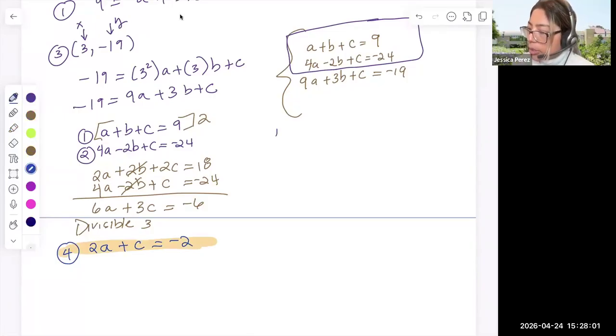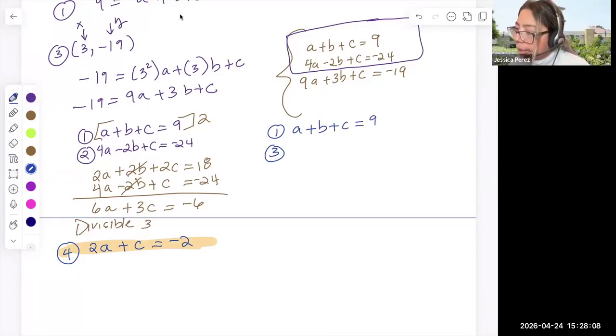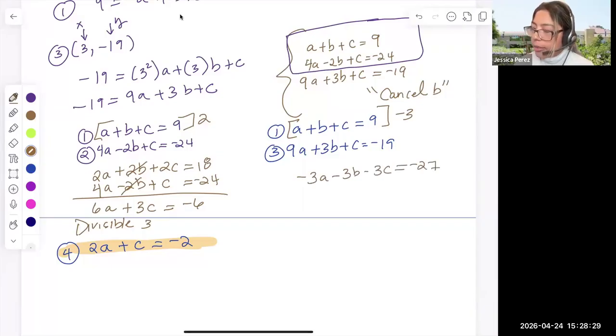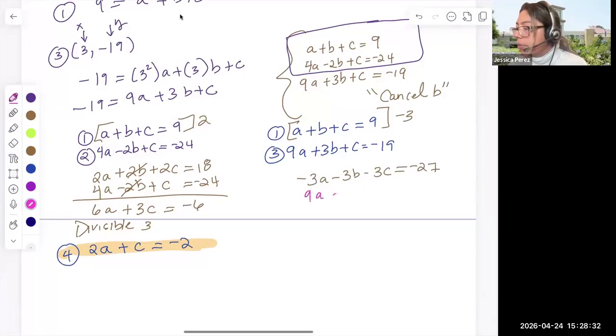So then I'm going to combine equations 1 and equation 3. So equation 1 and equation 3, a plus b plus c equal 9. And then I have 9a plus 3b plus c equal negative 19. I'm going to multiply the top by a negative 3 because, again, I want to cancel my b's. So I get negative 3a minus 3b minus 3c equal negative 27. The bottom remains untouched, which is 9a plus 3b plus c equal negative 19.